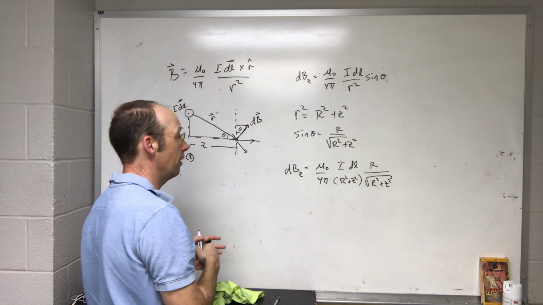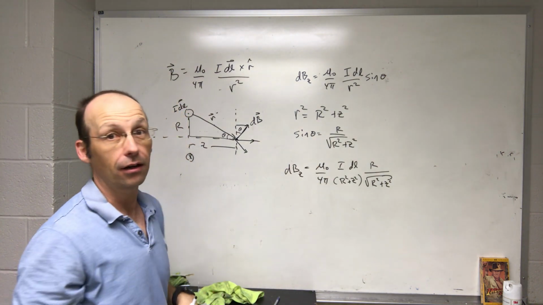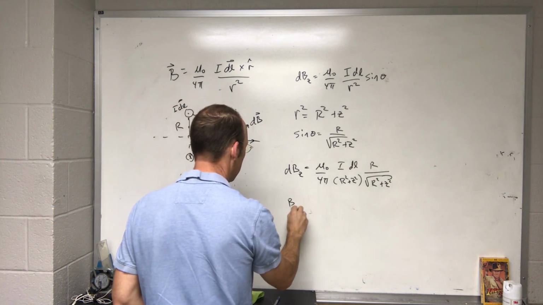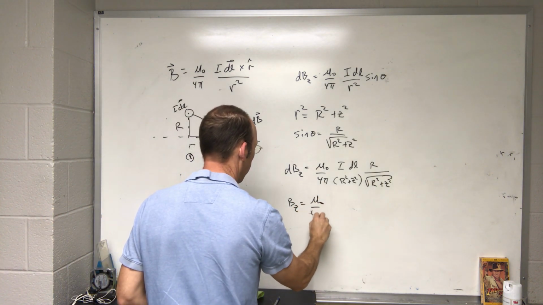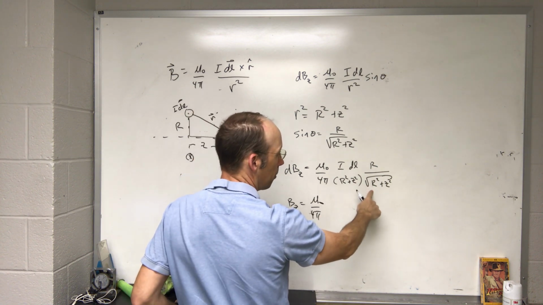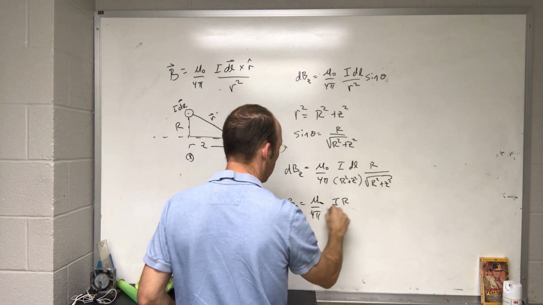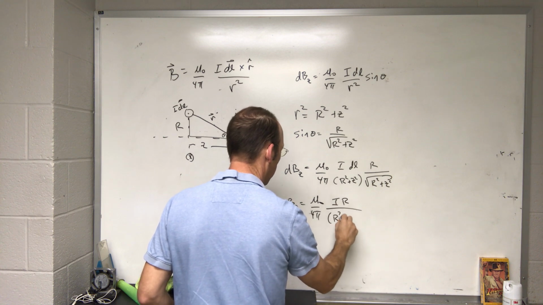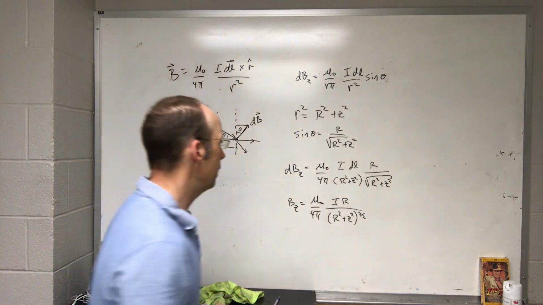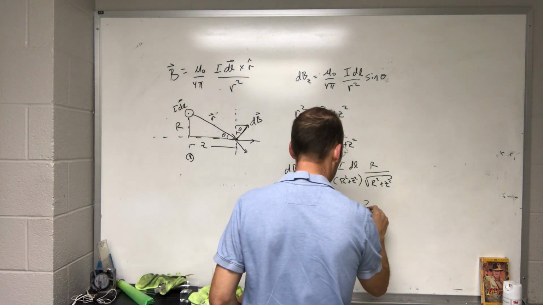If I integrate both sides, I get the integral of dBz on this side, which is Bz. I get the integral of dl on that side, which is the length of the whole loop. So I get Bz equals mu naught over 4 pi. I'm going to combine these two: I have R squared plus Z squared and R squared plus Z squared to the 1/2. So this is going to be I R over R squared plus Z squared to the 3/2. And then I have dl, and integrating dl around that whole loop is the circumference, so it's going to be 2 pi R.